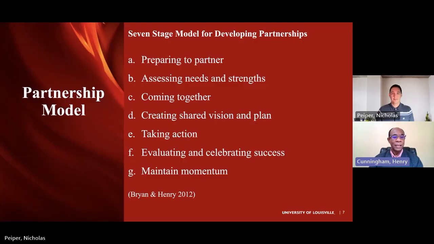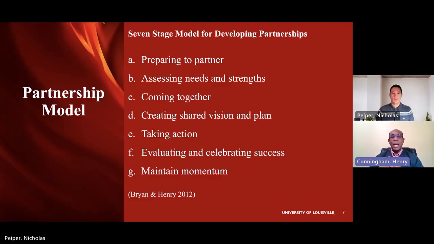And then the last thing, in this seventh stage, is you want to maintain momentum. Maintaining momentum means you want to make sure we don't lose interest. We are constantly communicating. We're talking about the work. We're making sure that we are doing what we're supposed to be doing, and we are strengthening the relationship, the partnership, the collaboration that is happening. So you want to make sure you maintain momentum and you don't lose interest in the work that is being done.